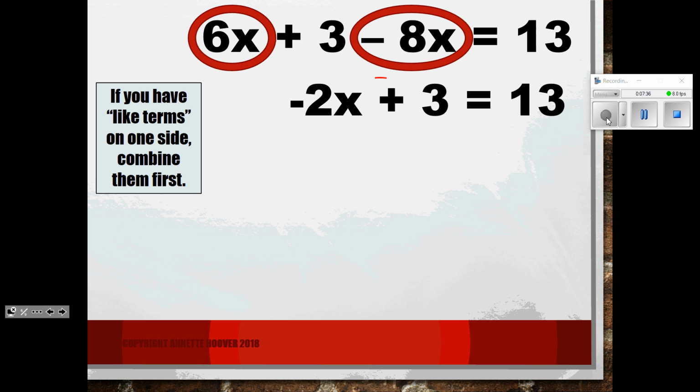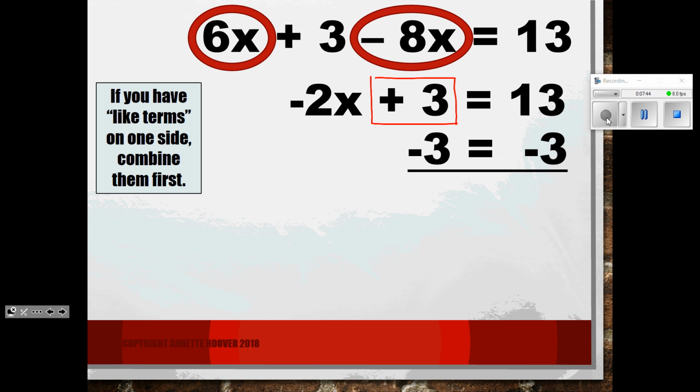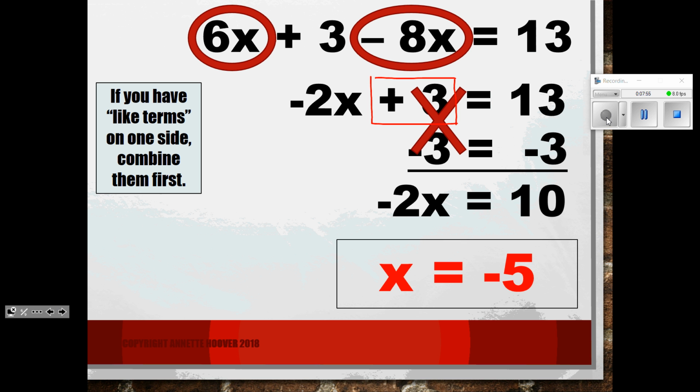We always move the plus or minus, or what's not attached to the variable, first. Since we have a positive 3, we're going to do a negative 3 on both sides of the equation. That gives us negative 2x left on the left side, and a positive 10 left on the right side. X is being multiplied by negative 2, so we want to divide both sides by negative 2, which is doing the opposite. And 10 divided by negative 2 is negative 5.